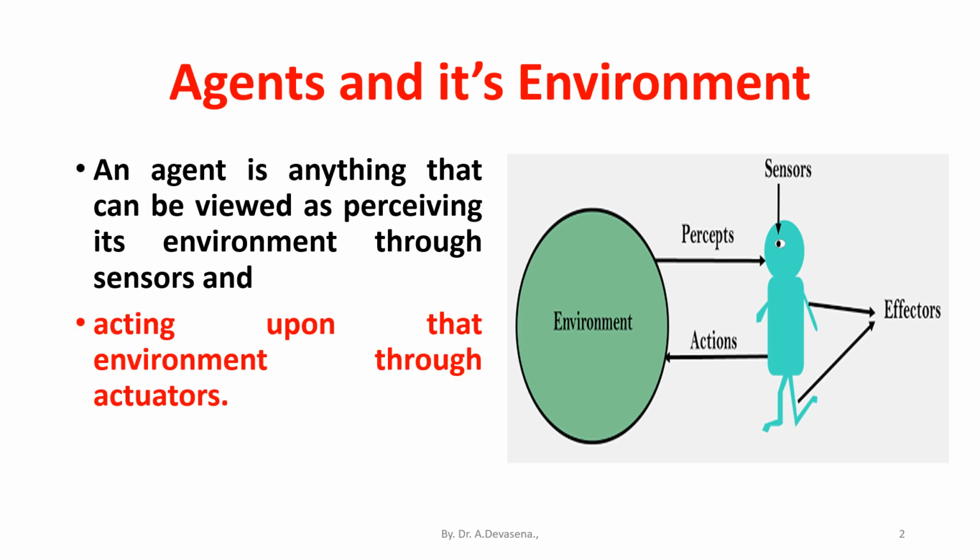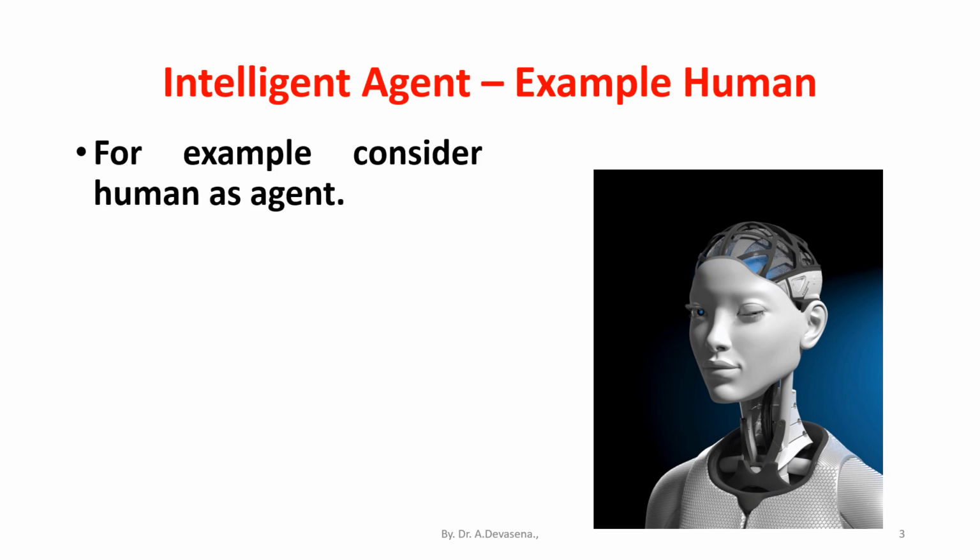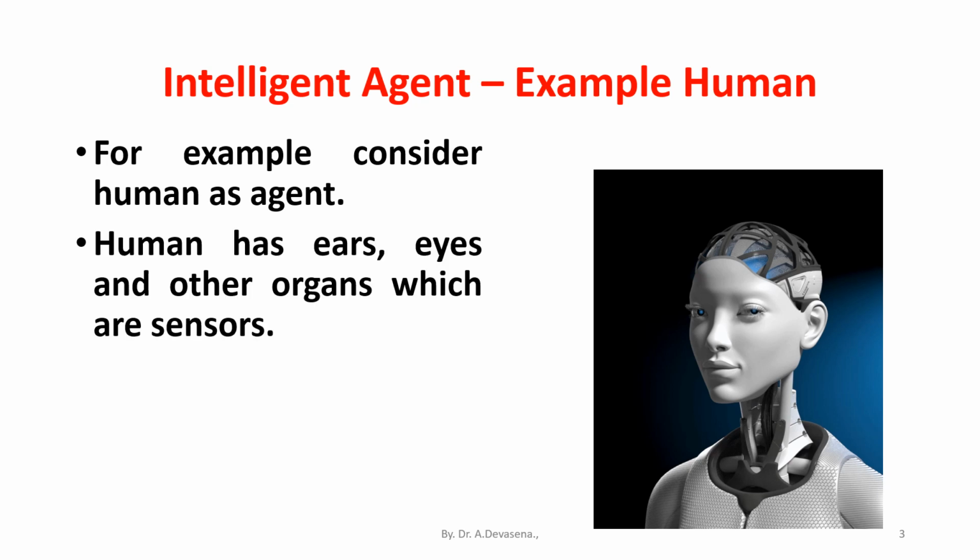Here is a representation of an agent. Let us see an example, that is a human as an intelligent agent. For example, consider human as agent. Human has ears, eyes and other organs which are sensors. Hands, legs, mouth and other body parts work as actuators.